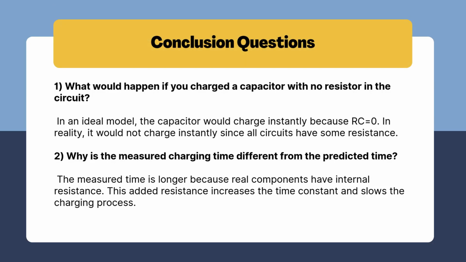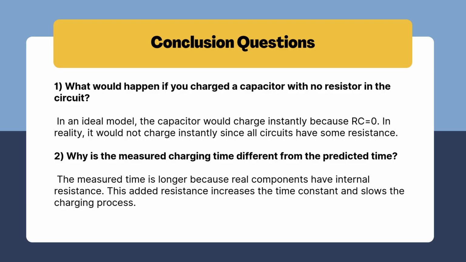So let's talk about the conclusion questions. The first one is, what would happen if you charge a capacitor with no resistance in the circuit? So in an ideal model, the capacitor would charge instantly because RC equals 0, and in reality it would not charge instantly since all circuits have some amount of internal resistance.